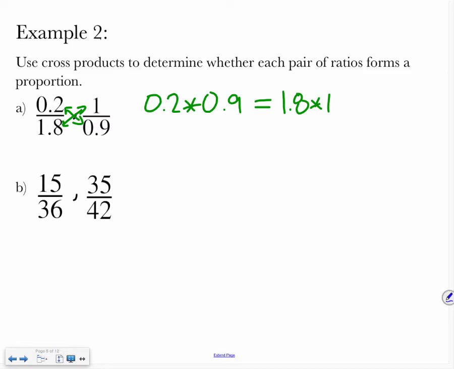2 times 9 is 18, and I have 2 numbers behind the decimal point, so I need 2 numbers behind my decimal point. So I have 0.18 equals, and then 1.8 times 1 is just 1.8. Is that true? Nope. So we are going to say that this does not form a proportion.